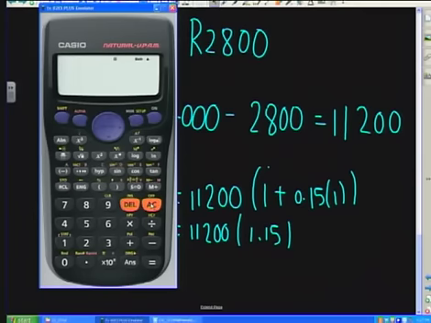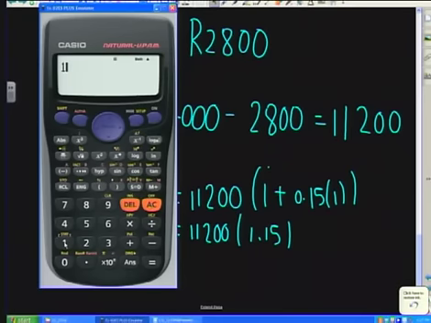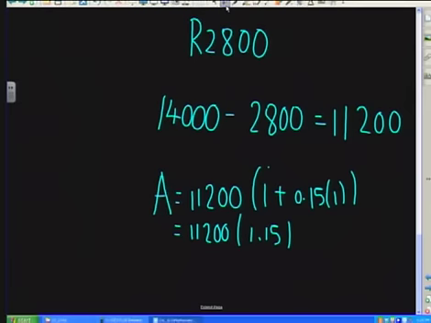All right, so we've got 11,200, and we're going to times that by 1.15. And that's going to give me 12,880. Okay, so 12,880 is what the loan will amount to at the end of a year.